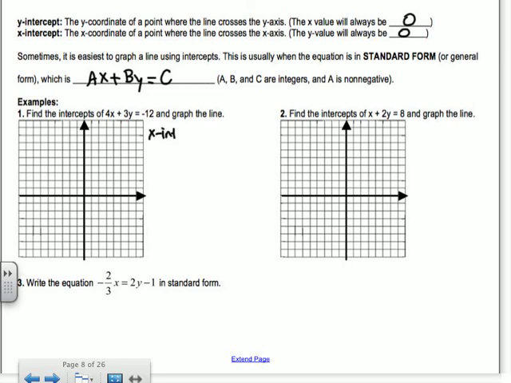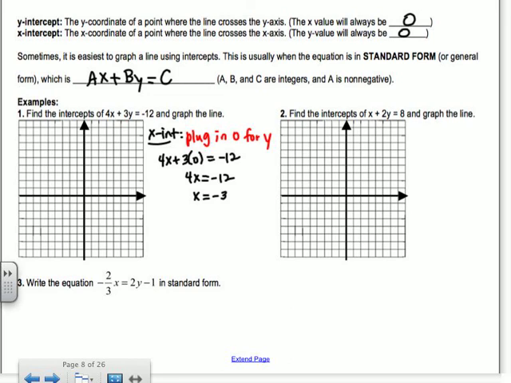Okay, so here's the method. You say, I want to find the x-intercept. So when I'm finding the x-intercept, I'm going to plug in 0 for the y. A lot of people think 0 for x, but 0 for the y value. So in my equation, I had 4 times x plus 3 times 0 equals negative 12. So 4x equals negative 12. So x equals negative 3.